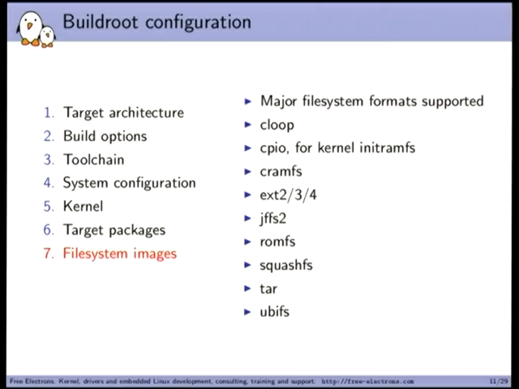Another part of the configuration is which file system format you want to generate. So we support things like ext2, 3, 4 of course, but also more embedded-specific file systems like UBIFS or JFFS2 for flash, or SquashFS for read-only file systems.